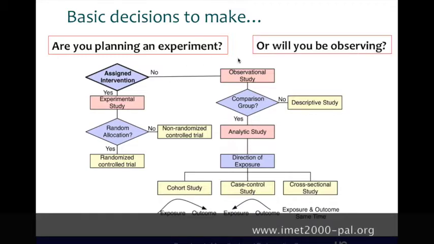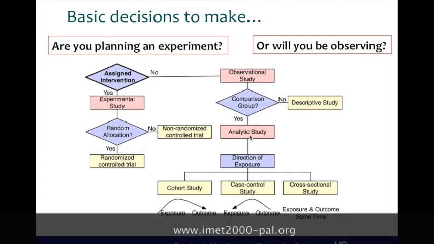If, on the other hand, you are not going to perform an intervention, that is, you're just going to look at what's going on and examine data, this is an observational study. If you're going to compare different groups, say groups getting one drug versus another or one intervention versus another, that's an analytic study. If what you're doing instead is trying to describe, say, causes of death or incidence of disease, and you're not comparing anything, that's called a descriptive study.